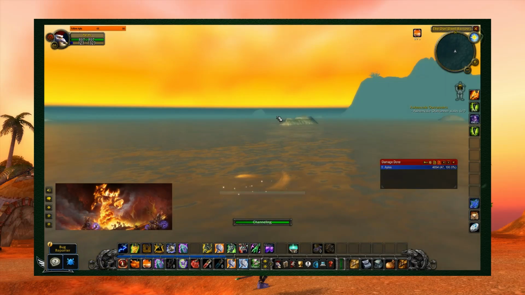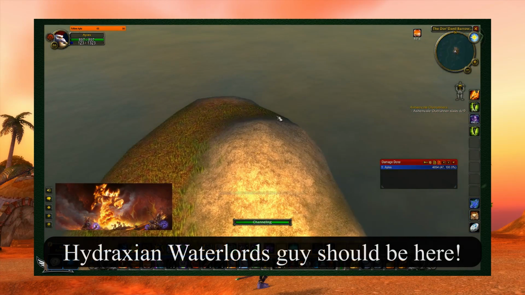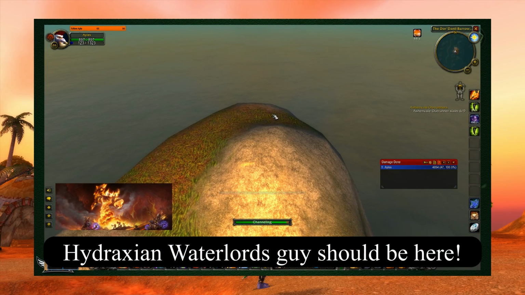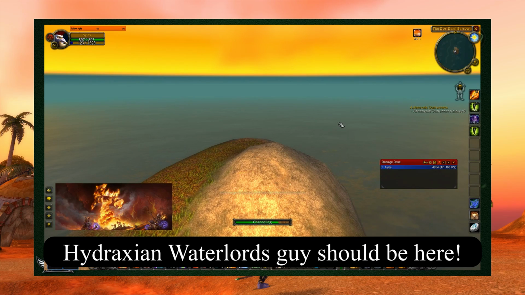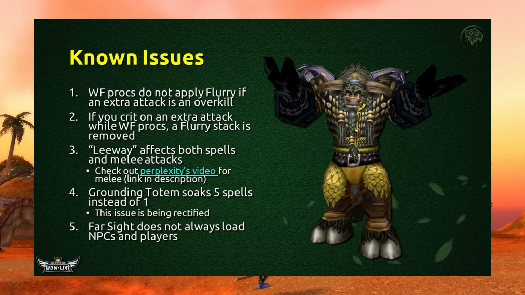The next is that Farsight sometimes doesn't load NPCs and players, only textures. Now this also occurred on private servers, so I don't know if this is correct, but it would seem to me, what's the point of using Farsight if you can't see enemies or players, right? That's the whole point of Farsight and Eagle Eye and stuff like that. This also might be an issue as well.